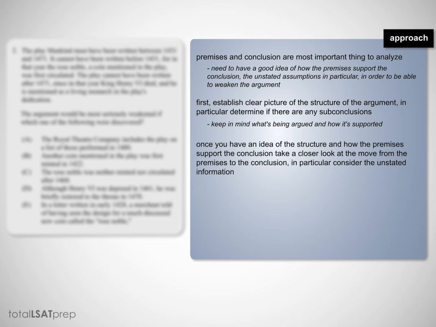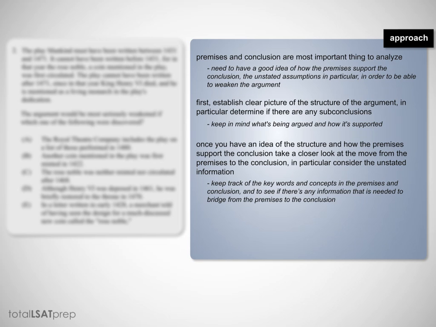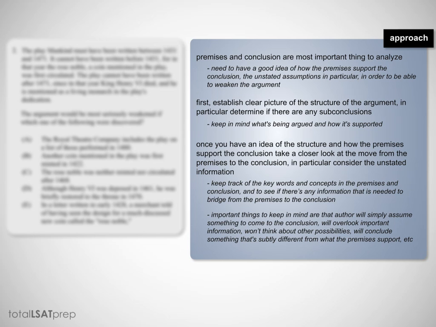Once you have an idea of the structure and how the premises support the conclusion, take a closer look at the move from the premises to the conclusion, and in particular, consider any unstated information that might be necessary. You need to keep track of the keywords and concepts in the premises and conclusion, and see if there's any information that is needed to bridge from the premises to the conclusion. Important things to keep in mind are that the author will simply assume something to come to the conclusion. They will overlook important information and won't think about other possibilities, or they'll conclude something that's subtly different from what the premises support.